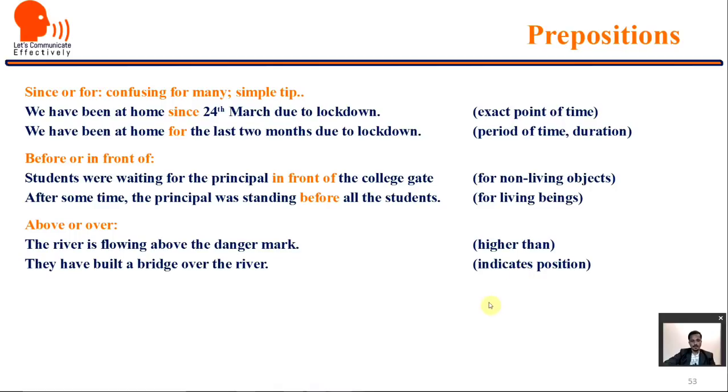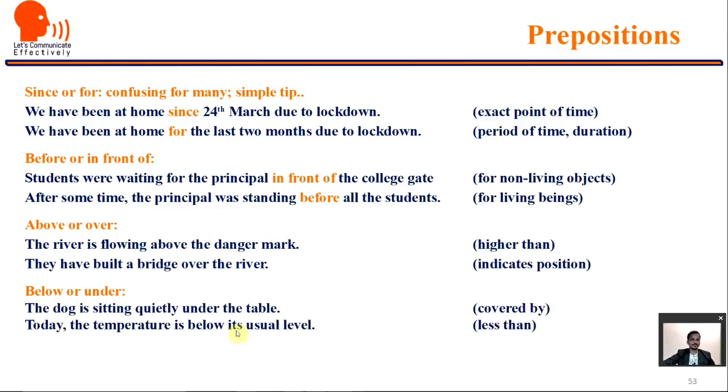Above or over, this is also interesting. Now look at the examples. The river is flowing above the danger mark. So here, higher than something defined, to show that we use above. They have built a bridge over the river, so over indicates position. We cannot reverse that. They have built a bridge above the river, or the river is flowing over the danger mark. No, these are the wrong usages.